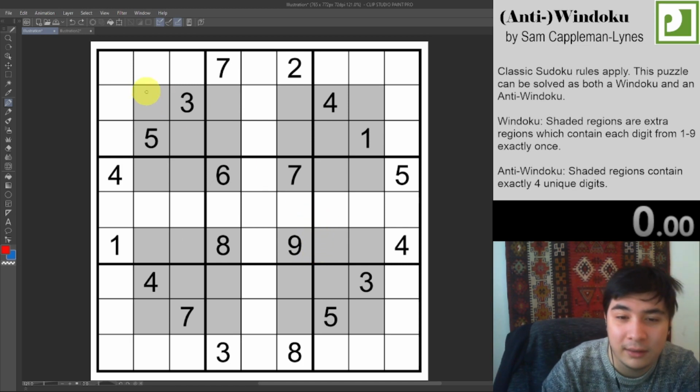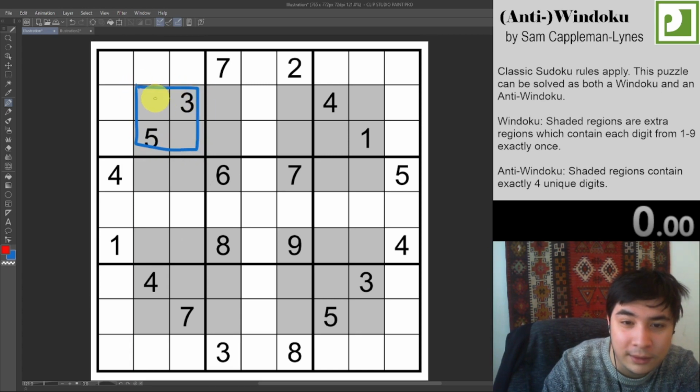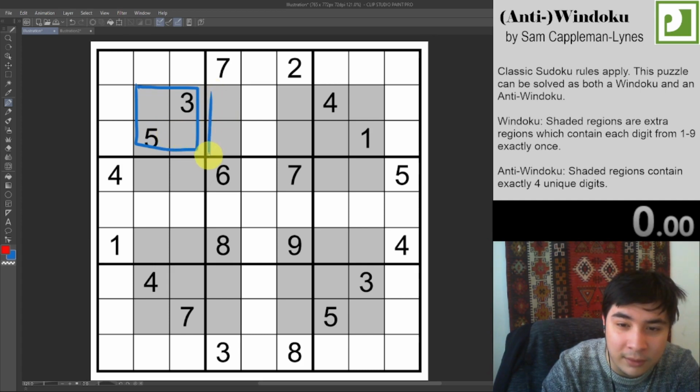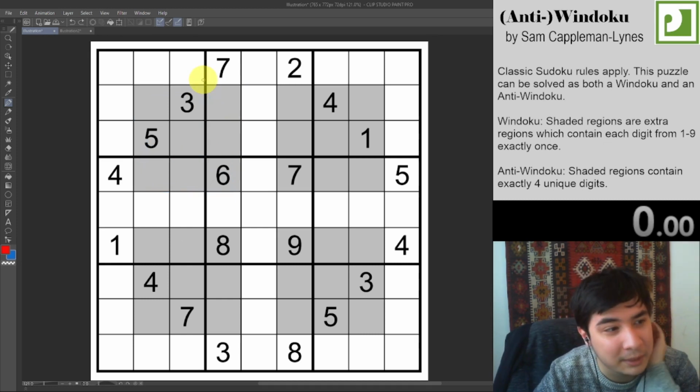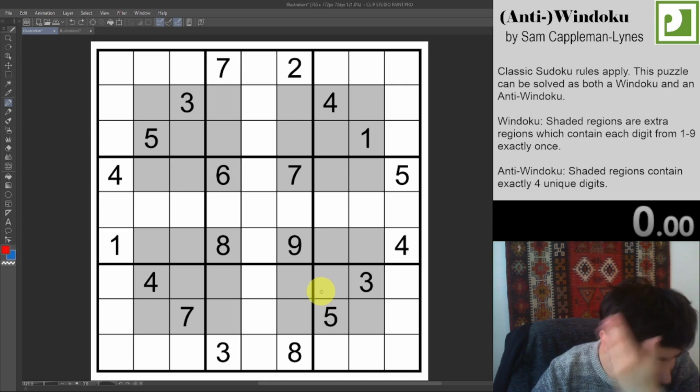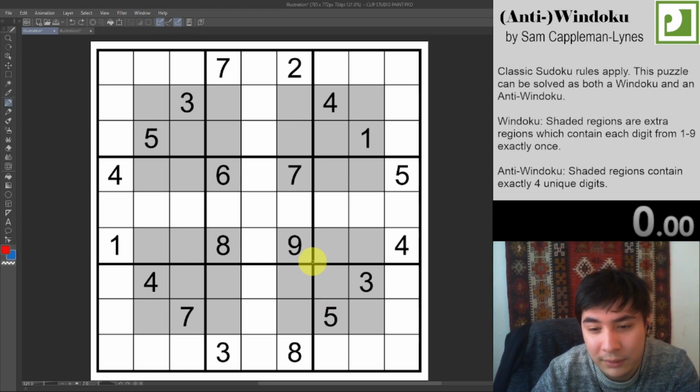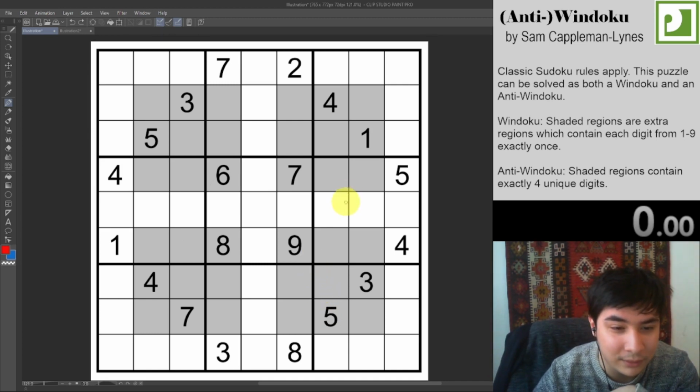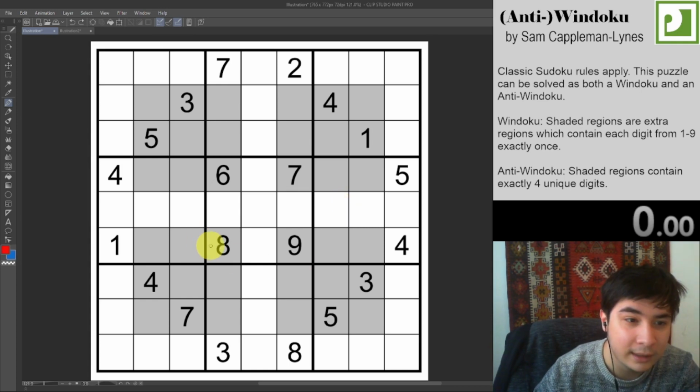In this case, it is kind of obvious that at least 4 unique digits have to appear in these 2x2s, which are all in the same region, but those are going to be the same numbers that appear in these 5 cells. So that's the basic idea behind anti-windoku. Besides that, it's just standard Sudoku rules, so without further ado, let's get started. I'm going to do the windoku version first, and then I'll do the anti-windoku after.